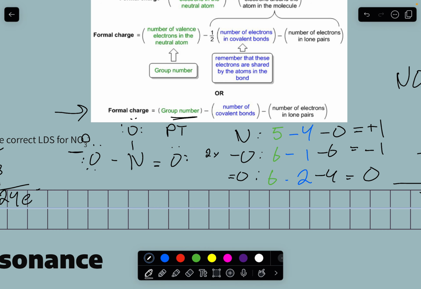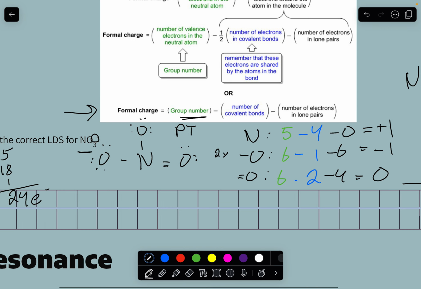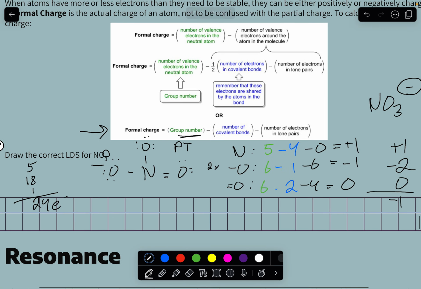Okay, so be careful with formal charge. They might ask a question about this where you have to calculate it. This equation is not on your formula sheet. You need to make sure you know how to do this.